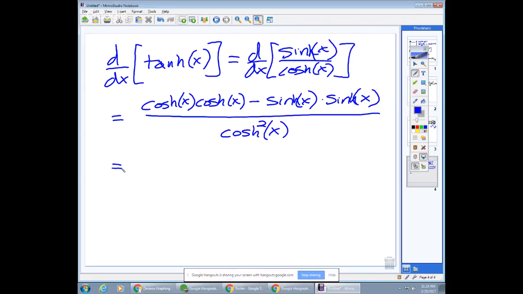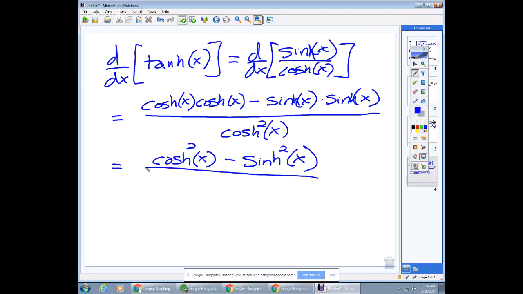This is the cosh squared minus the sinh squared, all over the cosh squared of x. And I just want to focus on the numerator for a minute. So what happens if I square the cosh? I'm going to bring up a new page. We'll come back to this one.